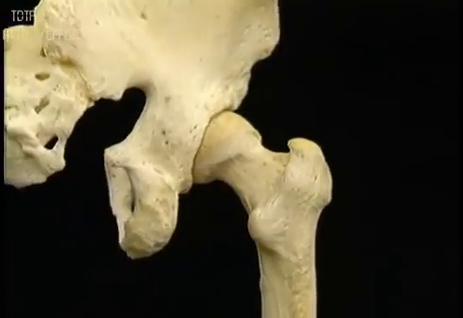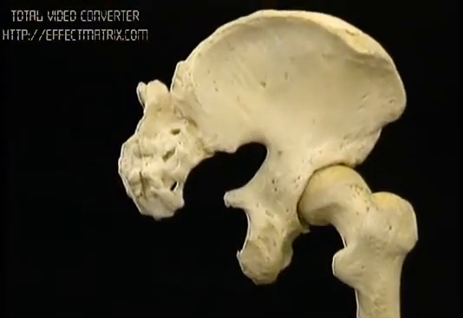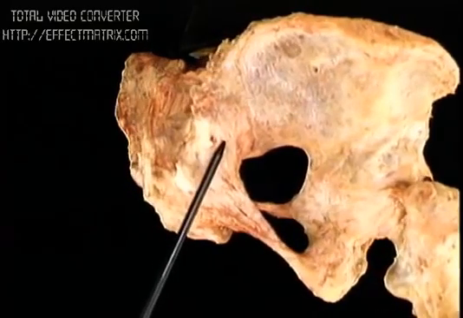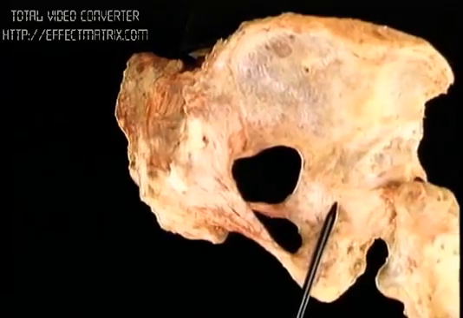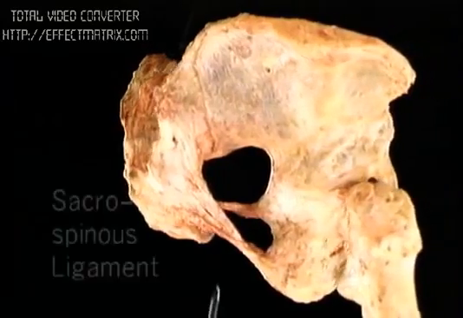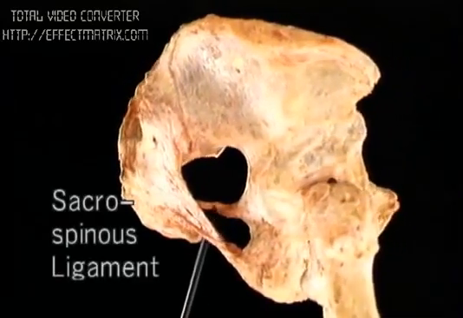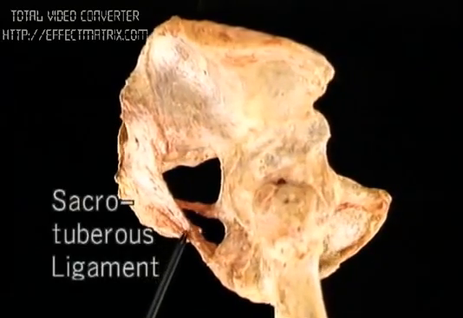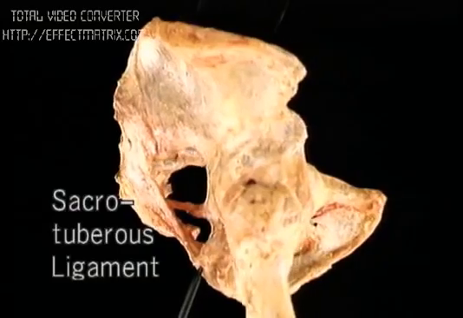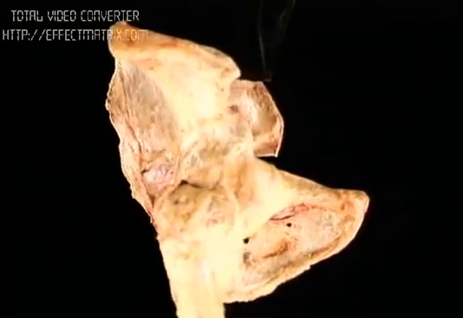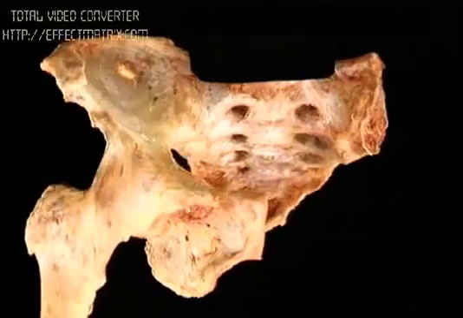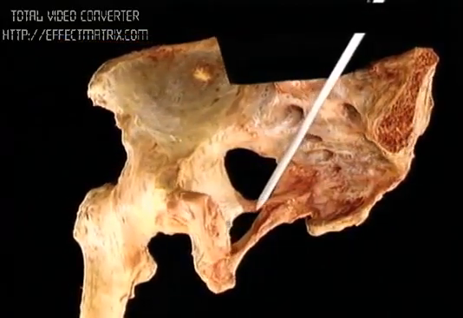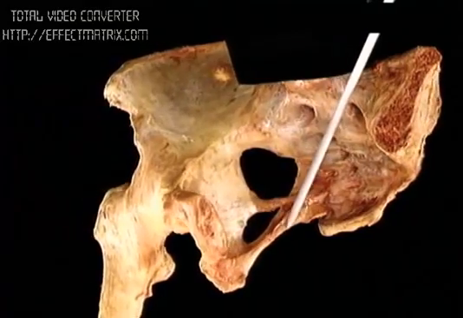Now that we've looked at the dry bones, let's see how they look in the living body. The big gap between the sacrum and the ischium is bridged by two massive ligaments. The sacrospinous ligament goes to the ischial spine. The sacrotuberous ligament goes to the ischial tuberosity. Let's go round to the front and see those two ligaments from the inside. Here's the sacrospinous ligament. Here's the sacrotuberous ligament.